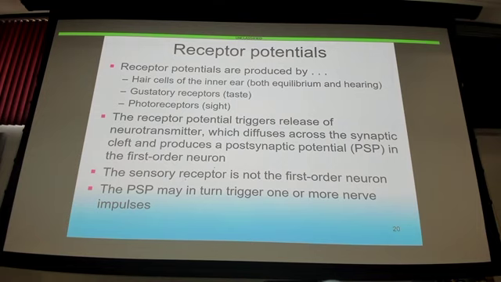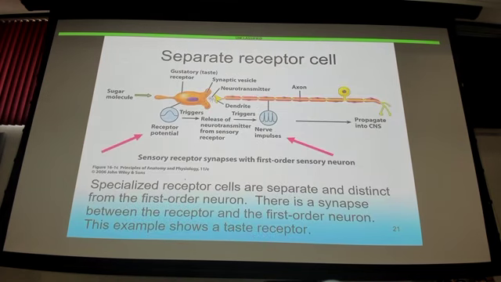In this case, that means, unlike generator potentials, your receptor cell is not the first order neuron. I keep saying it. It's like the fourth time I say that because people get confused about that. Here is a taste bud. We look at a taste bud, it's sitting in front of the first order neuron. And so you have a stimulus, like a sugar molecule that comes along here, stimulates that cell and it releases neurotransmitter to stimulate the first order neuron, hopefully sending the signal all the way down that axon.